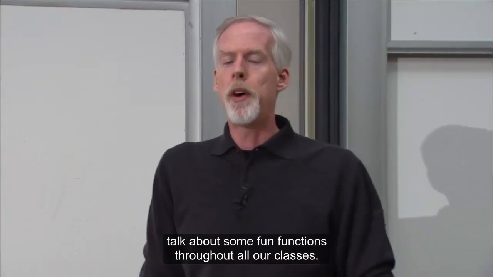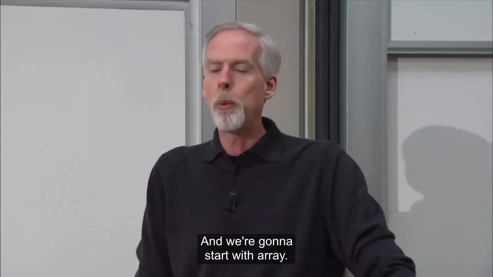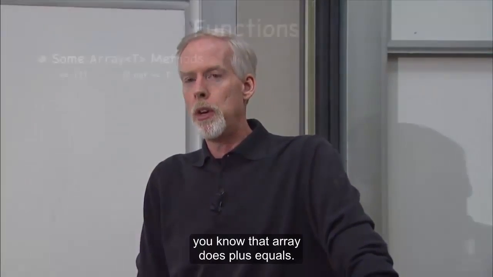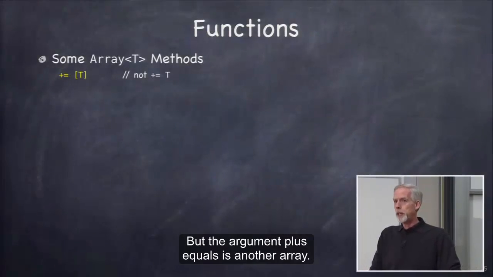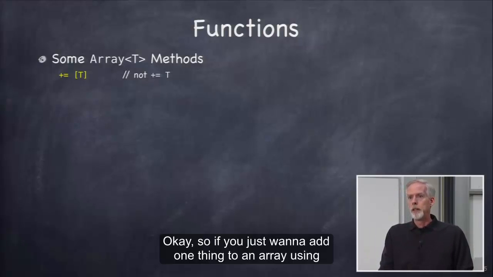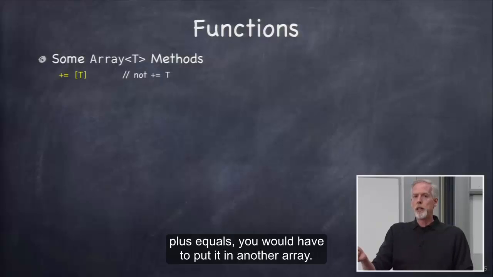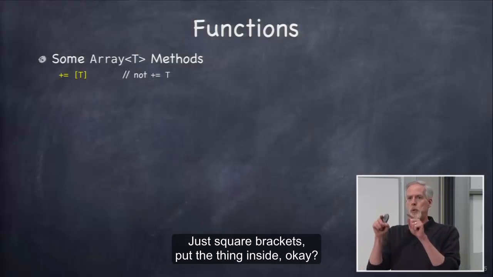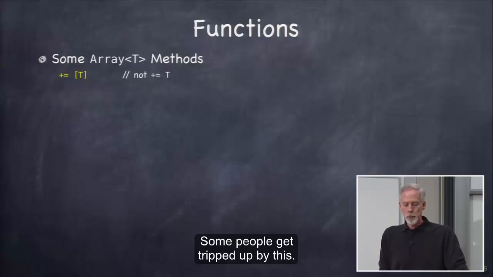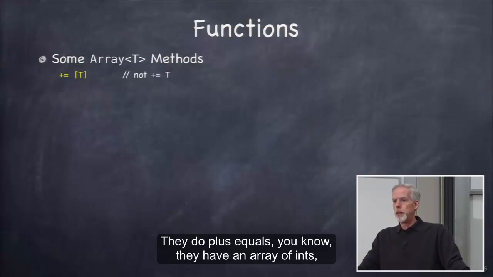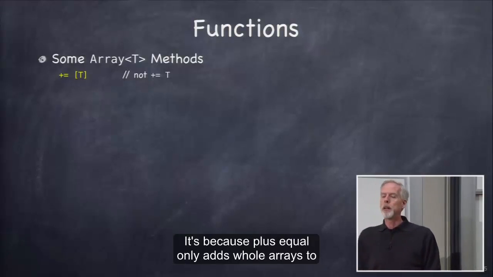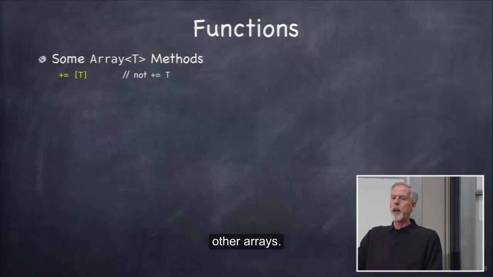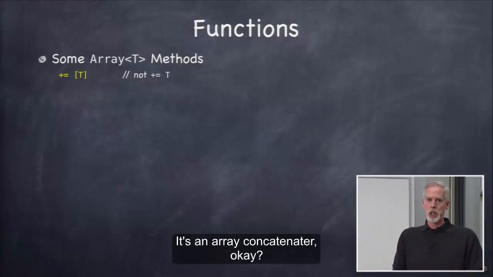Okay, so now let's just talk about some fun functions throughout all our classes, and we're going to start with array. First of all, you know that array does plus equals. You can say array plus equals, but the argument to plus equals is another array. Okay, so if you just want to add one thing to an array using plus equals, you would have to put it in another array, just square brackets, put the thing inside. Some people get tripped up by this. They have an array of ints, and they say my array of ints plus equals an int, and they're like, wow, why doesn't it work? It's because plus equals only adds whole arrays to other arrays. It's an array concatenator.